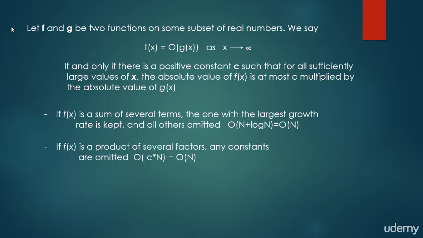And there are two important rules. If f(x) is a sum of several terms, the one with the largest growth rate is kept and all others omitted. For example, we have O(n + log n). Then because n is bigger as far as the growth rate is concerned, it's going to be equal to big O of n. And if f(x) is a product of several factors, any constants are omitted. So we have a constant multiplied by n, it equals O(n).